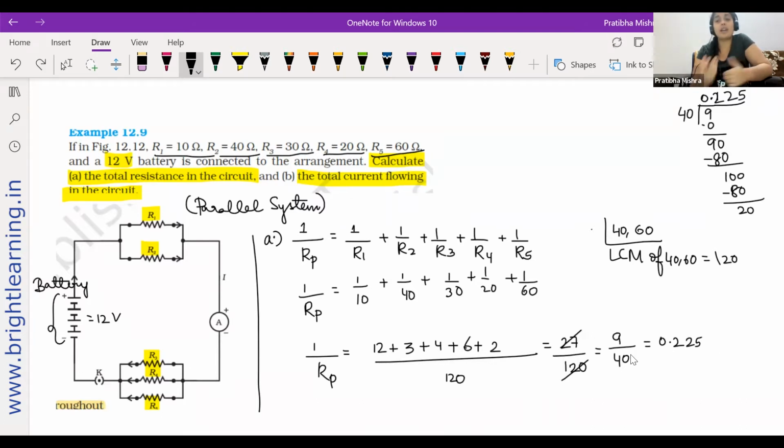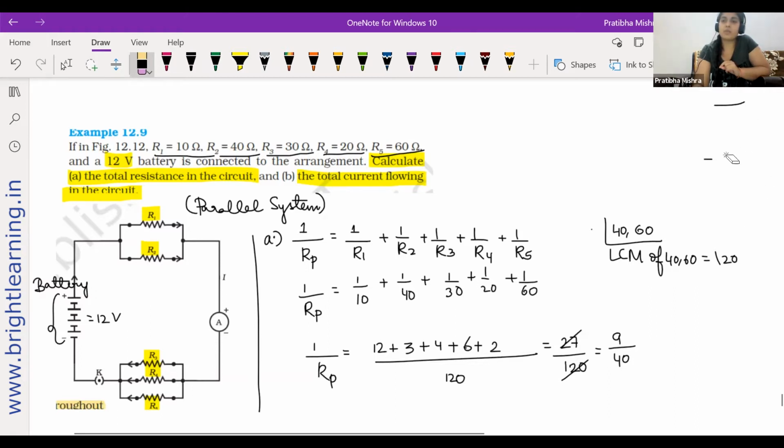So basically your answer should be 40 by 9 actually. Okay, so your answer should be 40 by 9. Why? Because it's reciprocal. So you should not do this. Okay, that's what I wanted to see. How many of you are understanding this? 9 by 40 is 1 by RP. Then what is RP? 40 by 9.